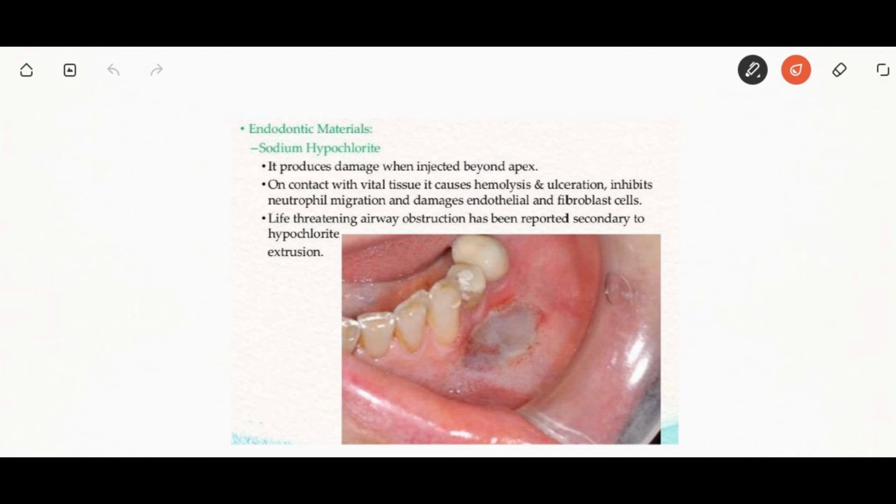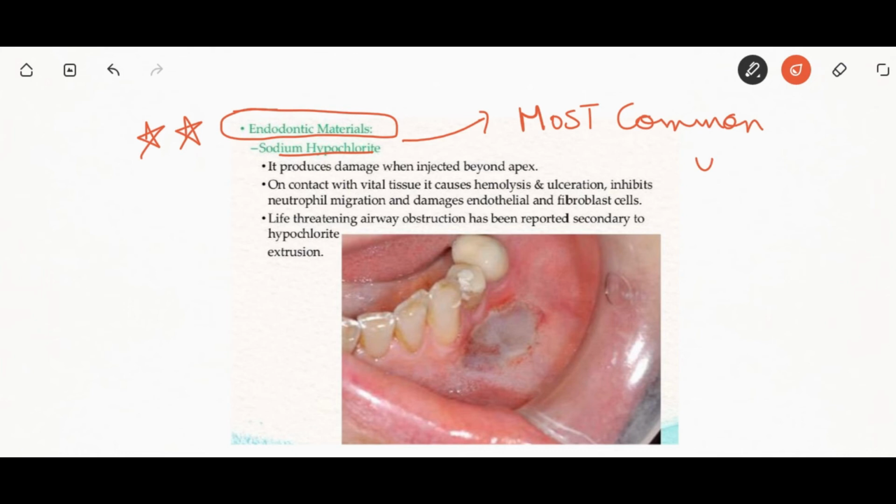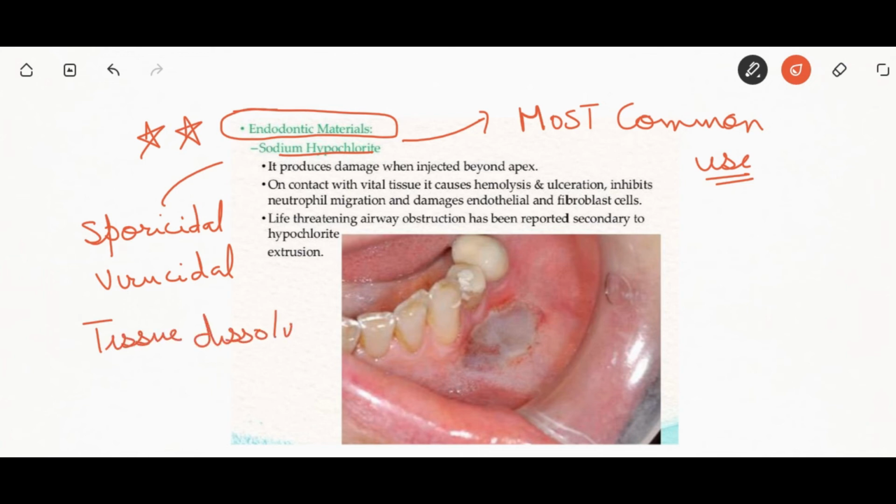The first is sodium hypochlorite. Sodium hypochlorite is the most commonly used root canal irrigant, due to its efficacy against pathogenic organisms and pulp digestion. It is found to be sporicidal and virucidal, and has a greater tissue dissolving effect on necrotic than on vital tissue.